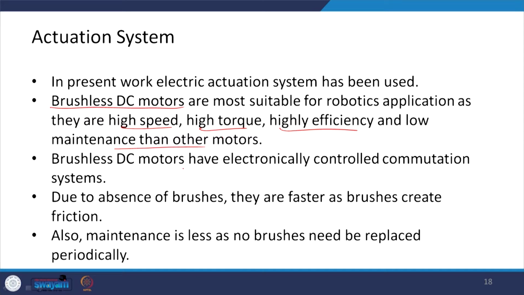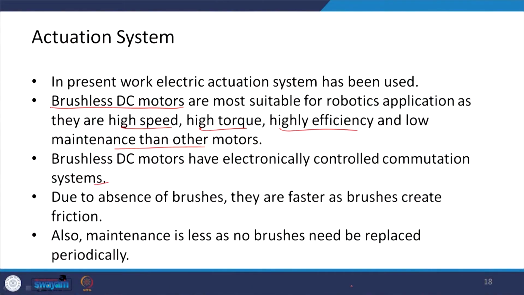And these brushless DC motors have an electronically controlled commutation system basically, and because of the absence of brushes, they are faster, as brushes create friction. Also maintenance is less, as no brush needs to be replaced periodically. I have talked about this brushless DC motor in my electrical actuation lecture.